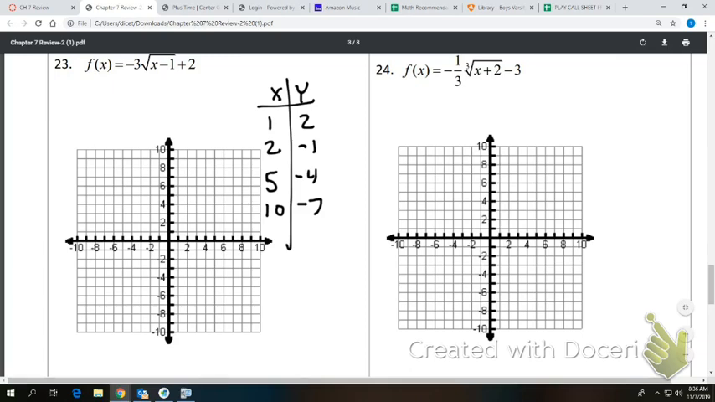Let's plot the points. So 1, 2, 2, -1, 5, -4, and 10, -7. It's doing that, isn't it? Which makes sense. It's been reflected because of the negative.